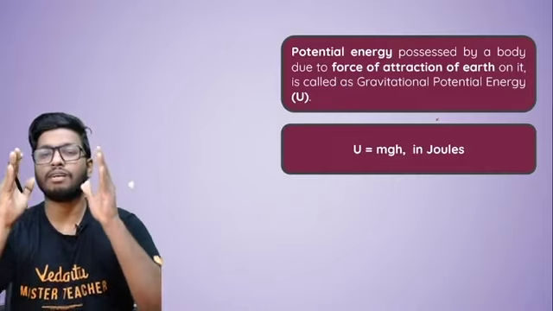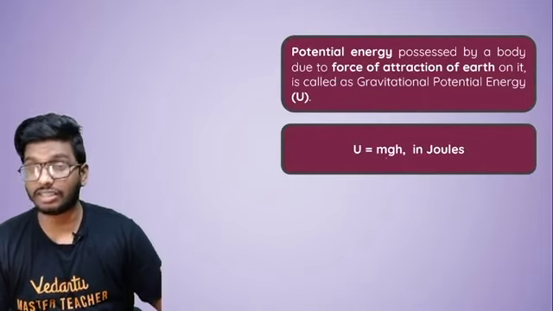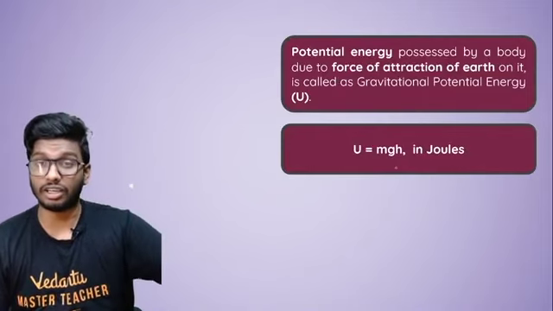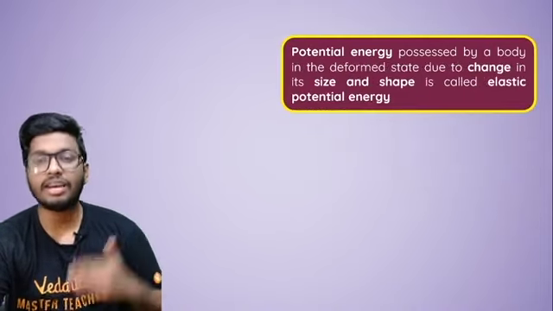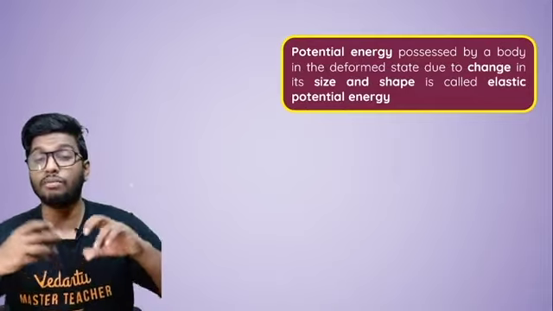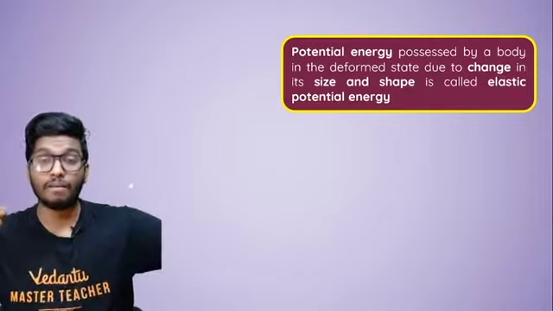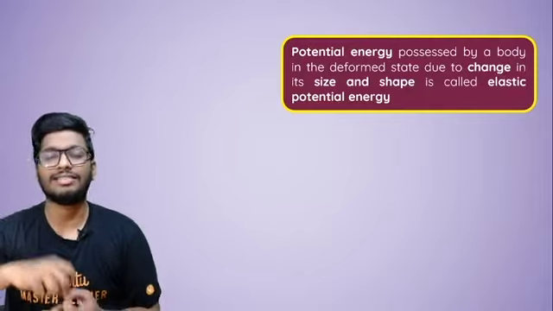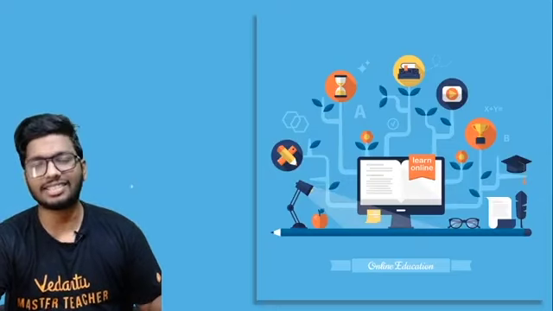So in conclusion, guys, potential energy possessed by a body due to the force of attraction of the earth is what is called gravitational potential energy, which is represented as U. U is equal to mgh, and the SI unit is joules. And the potential energy possessed by a body because of its shape, the deformed shape or size, is called elastic potential energy, like in the case of the bow and arrow as well as the spring. Simple as that. Alright, now that you've understood all of these, guys, let's do some questions.